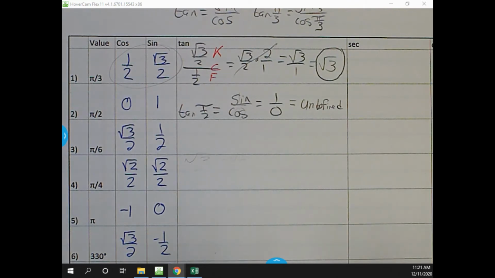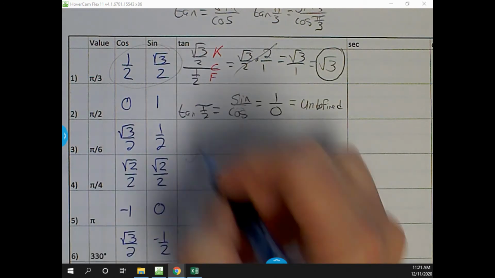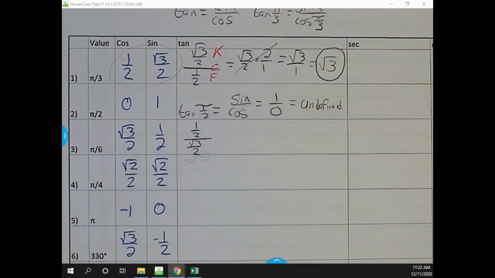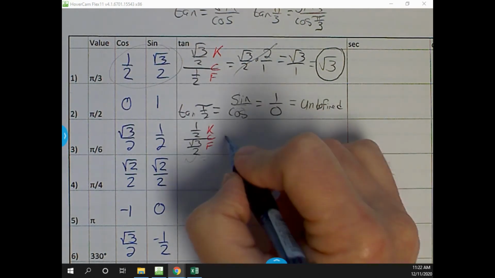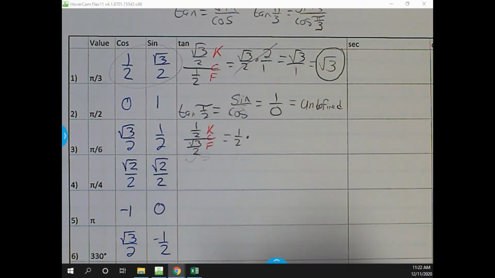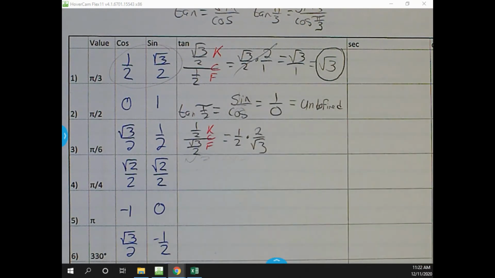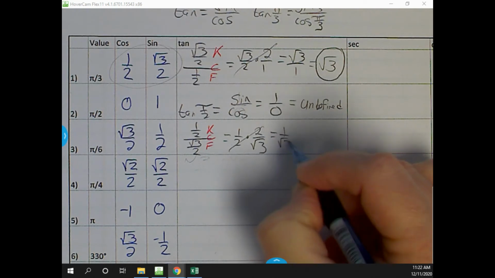Okay, so now here's where we're going to save a little bit of work with number 3. Because on number 3, if we do tangent of pi over 6, that's going to be 1/2 over square root of 3 over 2. So this would be where we would keep it, change it, and flip it. So that's 1/2 times, flip this one upside down, make it 2 over square root of 3. We keep it, change it, flip it. The 2's cancel, we get 1 over the square root of 3.